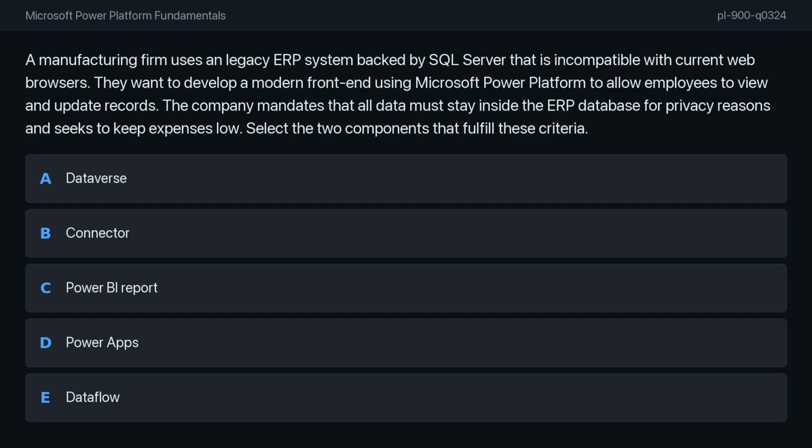Option A, Dataverse. Option B, Connector. Option C, Power BI Report. Option D, Power Apps. Option E, Data Flow.